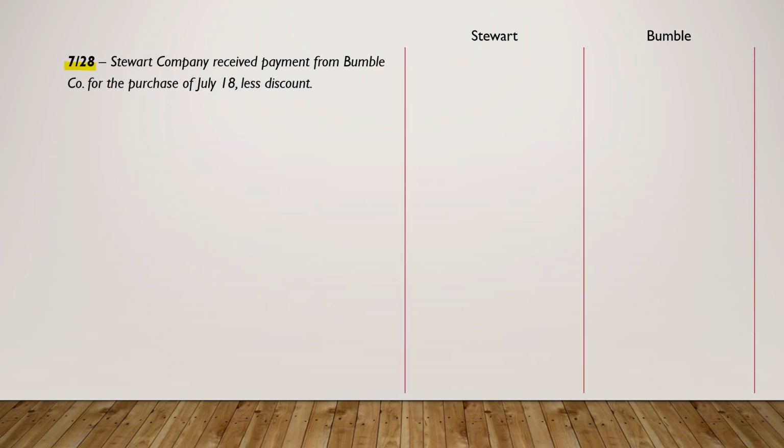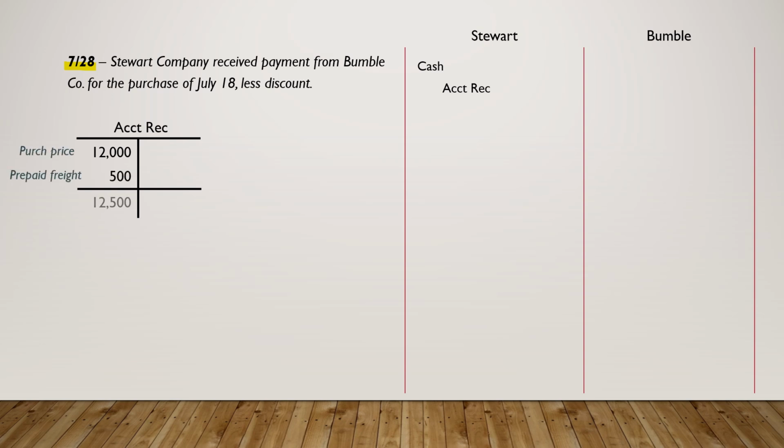July 28th. Stewart Company received payment from Bumble Company for the purchase of July 18th less the discount. Last entry of the month. Stewart collects the full amount owed within the discount period. Debit cash and credit AR for the receivable collected. The credit to AR will be the balance in Stewart's AR account, $12,500.